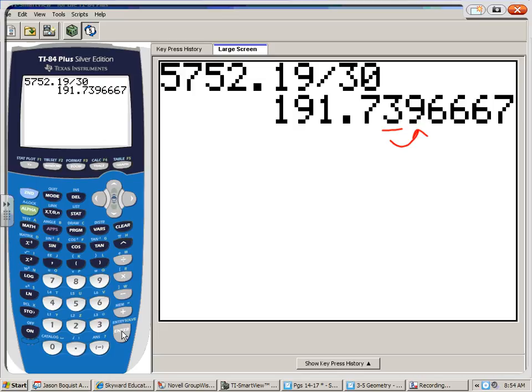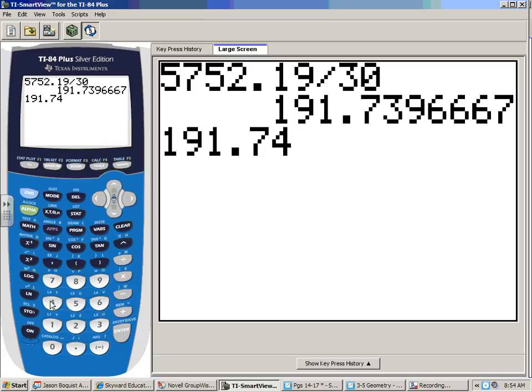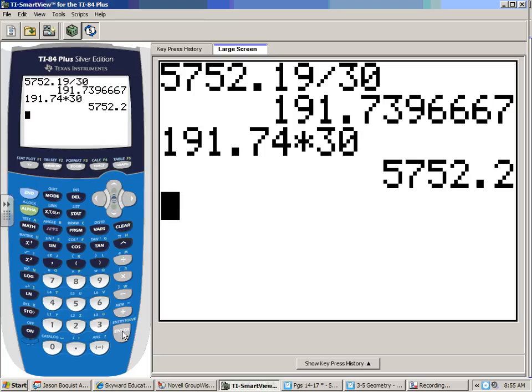So the company then is saying that we are going to make a payment of 191.74. Are you in agreement with that? But wait a minute. If I make 30 payments of that amount, well, let's find out. What do we have? Times 30. We've paid that much money. Is that how much money we're supposed to pay?